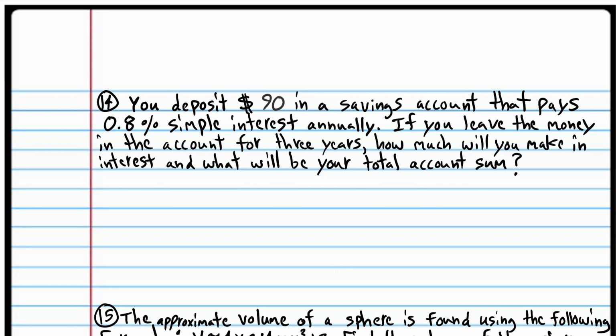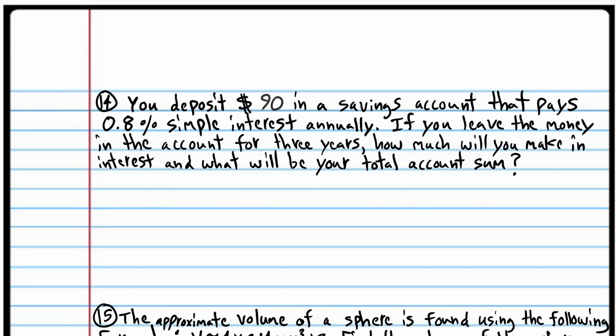So now we're doing an interest problem. You deposit $90 in a savings account that pays 0.8% simple interest annually. If you leave the money in the account for 3 years, how much will you make in interest, and what will be your total account sum? So this is actually a multi-step problem.